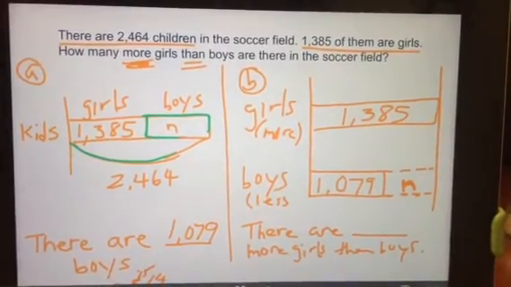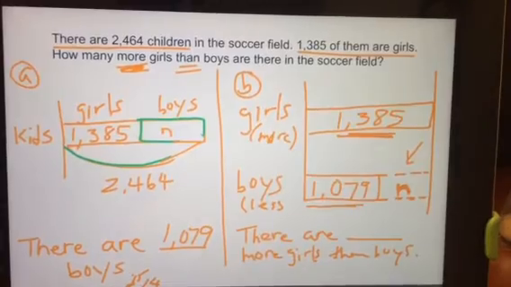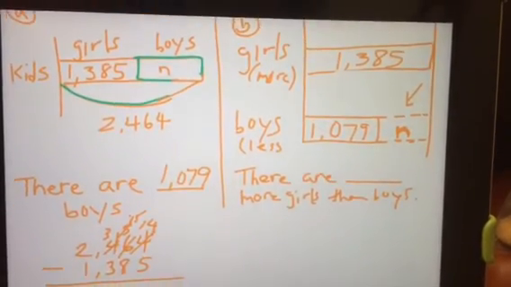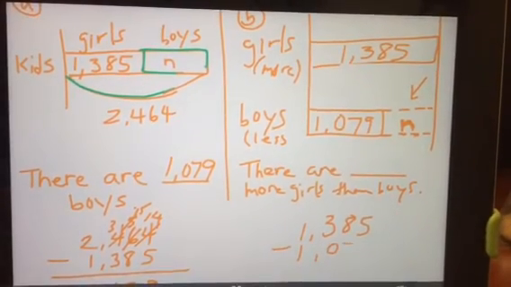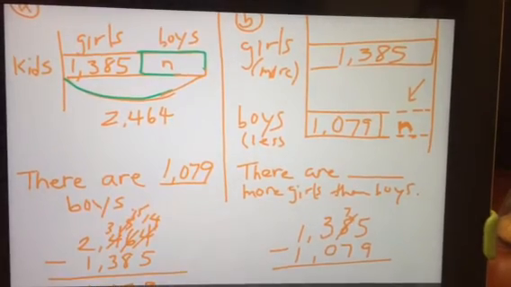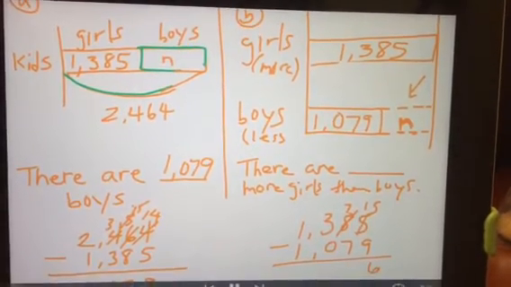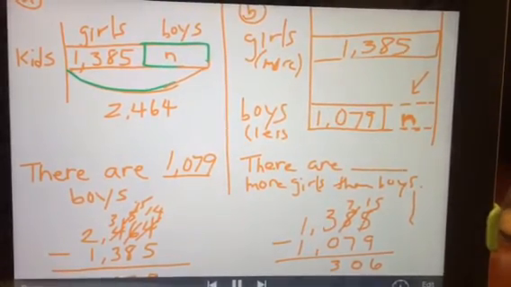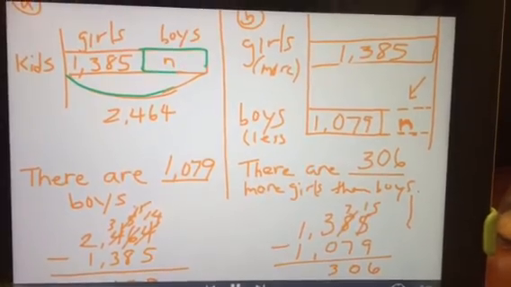Well, look at the very small section right here. It would not make sense to add this number plus this number, would it? Nope. So you know that you will be subtracting 1,385 minus 1,079 to find out the difference between the two numbers. So let's regroup. Okay, 15 ones minus 9 ones would be 6. 7 minus 7 tens, 0. Bring down the 3. So there are 306 more girls than boys.